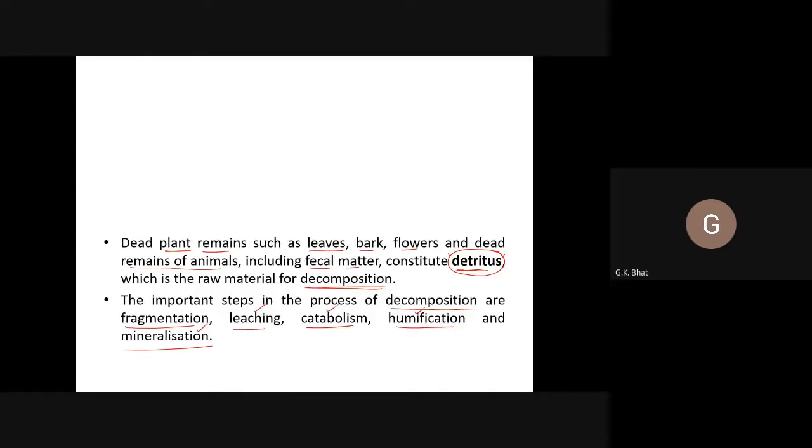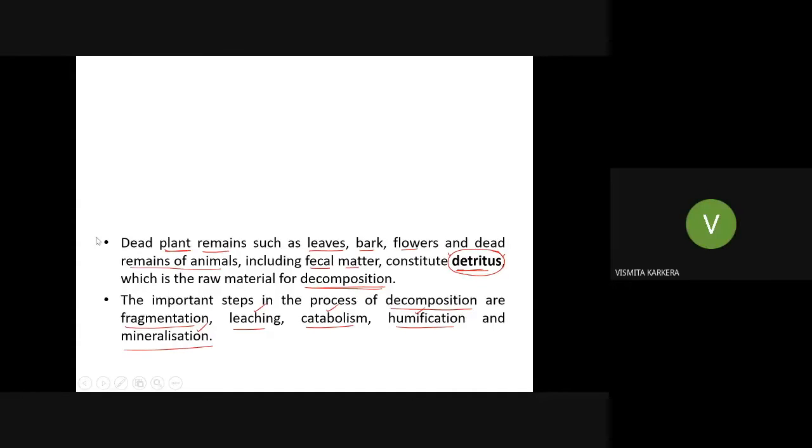Decomposition starts with the detritus. What is the detritus? Detritus is the dead plant remains, which includes your stem, root, leaves, flowers, fruits, dead animals, and their fecal matter. The important steps in the process of decomposition are fragmentation, leaching, catabolism, humidification, and mineralization. Clear?